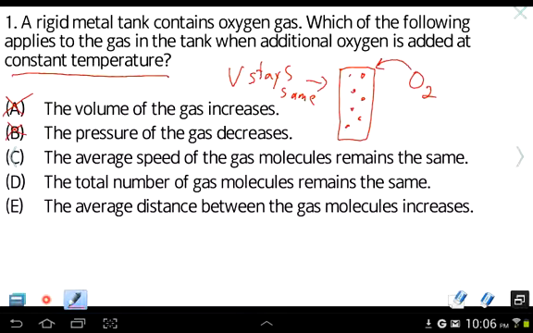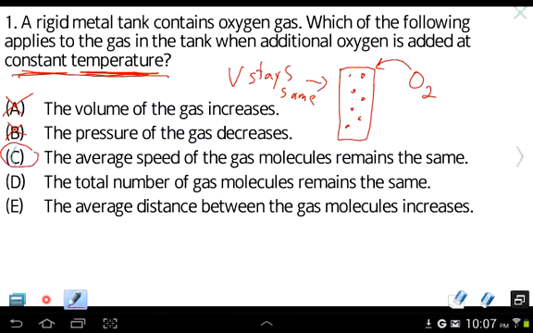C says the average speed of the gas molecules remains the same. Now this is true because the speed of the molecules is related to the temperature. And since the temperature is constant, it does not change, the speed of the gas molecules does not change. So C is the correct answer.